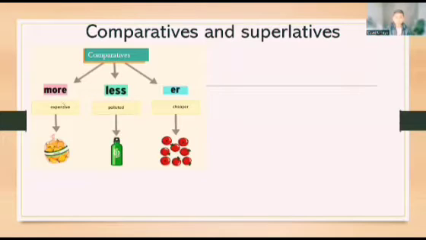An example with more could be: these onions are more expensive than those candies. And an example with er could be: these apples are cheaper than those oranges. And in the negative form with less, an example could be: this bottle is less polluted than a normal bottle.